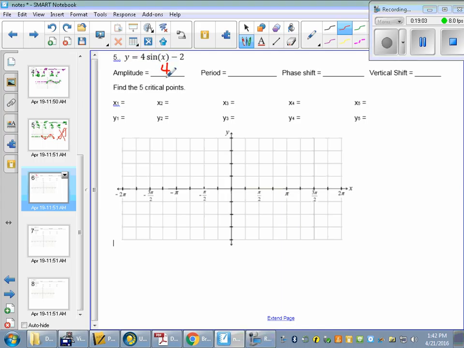What does that tell me? From the middle of my graph, I'm going to travel up 4 to get to my maximum, and I'm going to travel down 4 to get to my minimum. Period's always the same. No phase shift in any of our graphs. And this one does have a vertical shift of down 2 units.